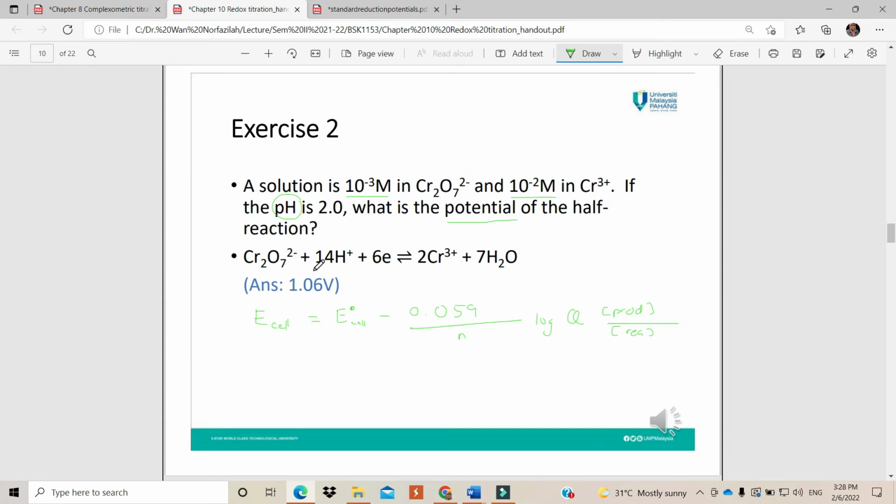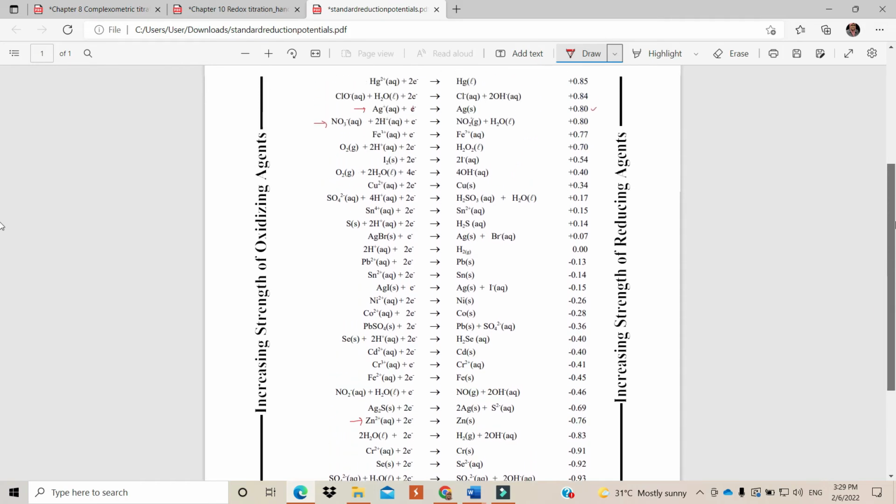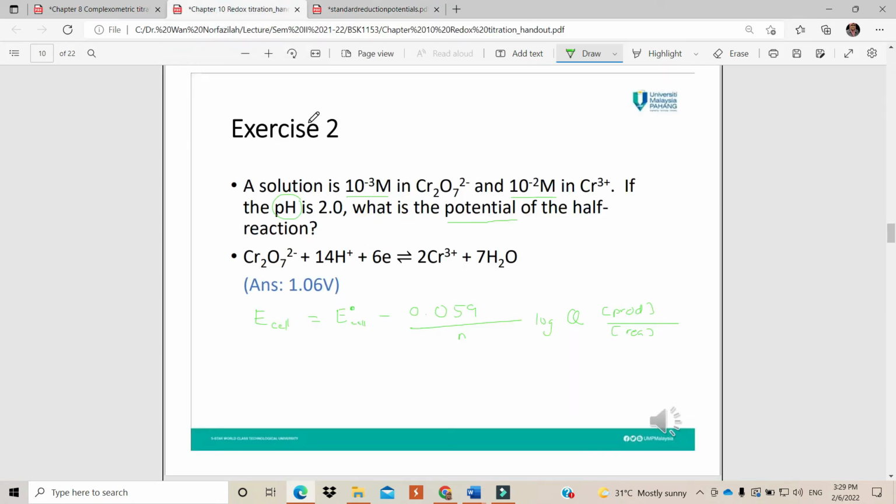So what is the E cell here? Kita kena cari juga sebenarnya half reaction, tapi kita tak perlu tunjuk lah. Kita terus cari dia punya standard potential for half reaction. Cr2O7 2 minus give you Cr3 plus. Get the list given. Cr2O7 2 minus ini, kalau tengok kat sini dia reduction lah. So it is 1.33.